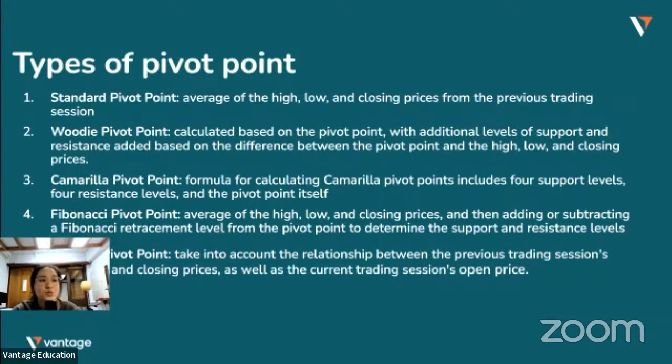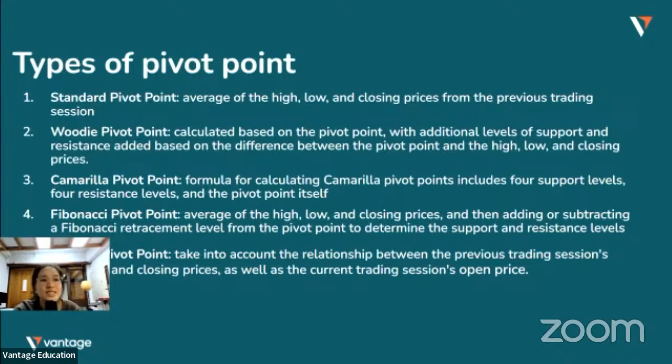Okay, next we have the Fibonacci pivot point. This method uses the Fibonacci retracements tool to determine the pivot point as well as the support and resistance levels. The pivot point is calculated by taking the average of the high and low and closing prices as usual, and then adding or subtracting a Fibonacci retracement level from the pivot point to then determine the support and resistance levels. So in this case, we make use of the Fibonacci retracement tool, hence the name Fibonacci pivot point.